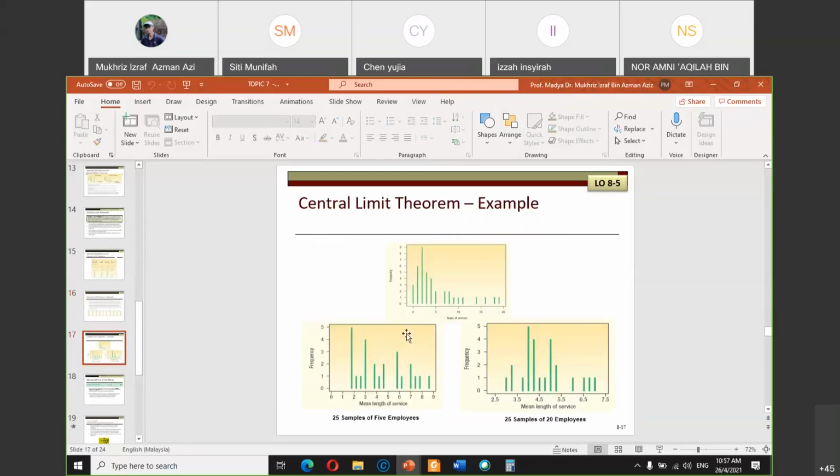So what you can see here, from the 40 employees, if you take 25 samples of 5 employees versus 25 samples of 20 employees, you can see that the shape of the distribution tends to be more normal than this one. So if you increase the sample size from 5 to 20, the shape of the distribution becomes normal, compared to if you only take 5 samples from your data.